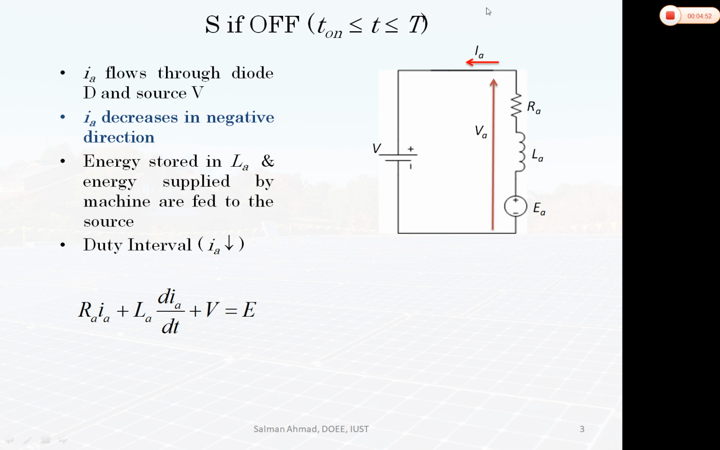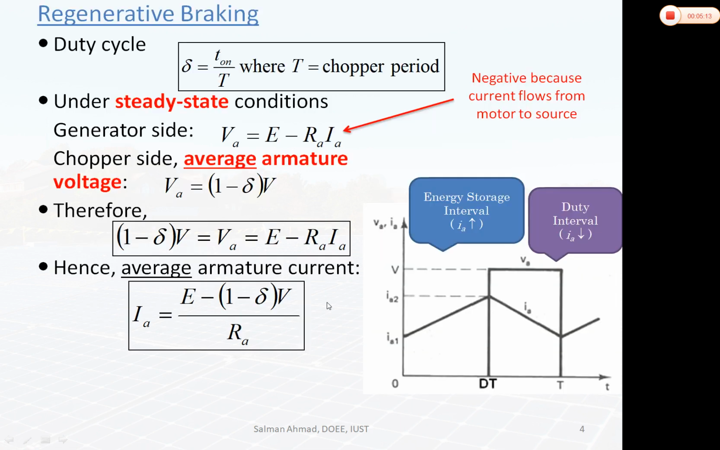If you want to write the electrical equation in this state, you can write the drop in resistance plus the drop in the inductor plus the source voltage will be equal to the back EMF voltage. So these three voltages will be equal to the back EMF voltage. Now I'll discuss this regenerative braking mode. Once the switch is on, the current rises. Whenever the switch is off, the current falls.